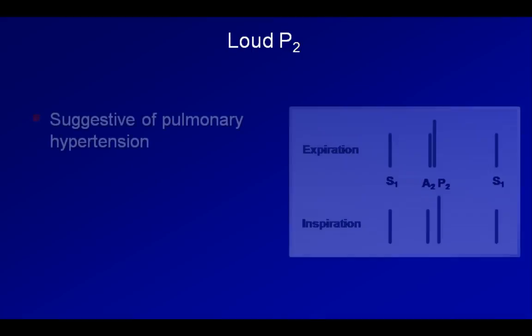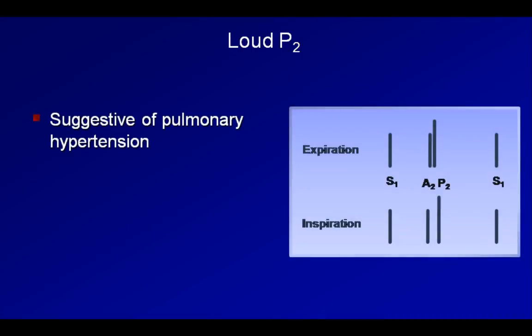The only other abnormality of S2 that I'll mention here is an unusually loud P2. P2 is usually softer than A2 and is usually absent entirely when one is auscultating at the apex. However, a P2 that is louder than A2, or one that is easily audible at the apex, is suggestive of pulmonary hypertension. Take a listen here.